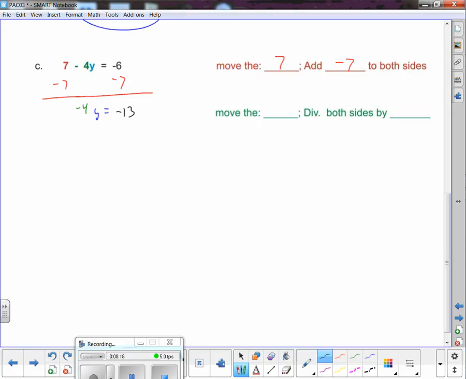Now, what do we want to move? Hannah, what do you want to move now? Yeah, see, it's in the top. In the top, it's a negative 4. If it's in the bottom, it's a 1 over that number. So we want to move the negative 4.